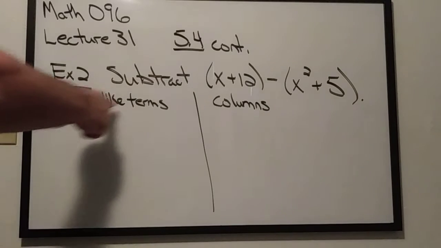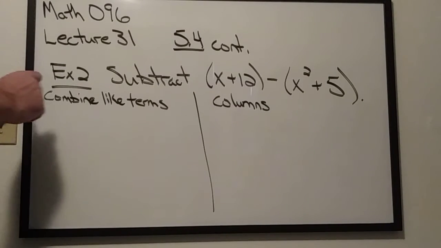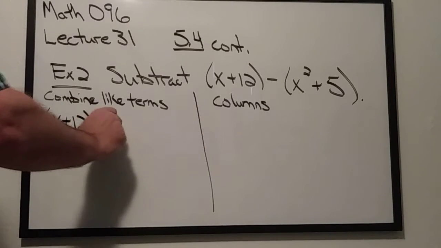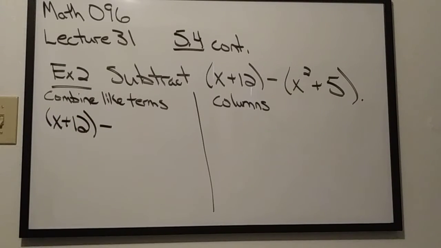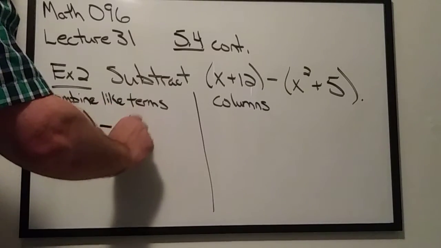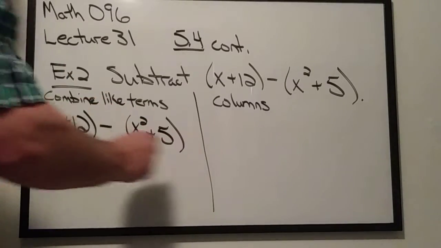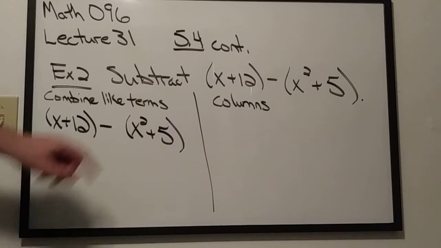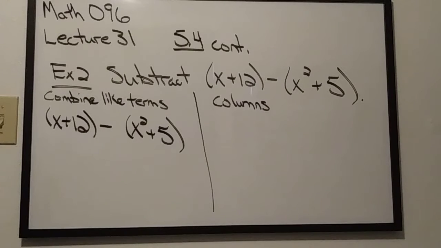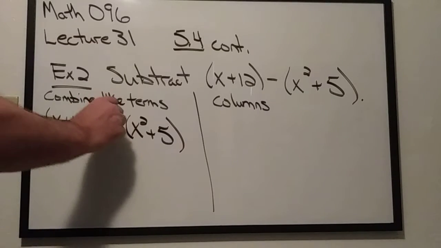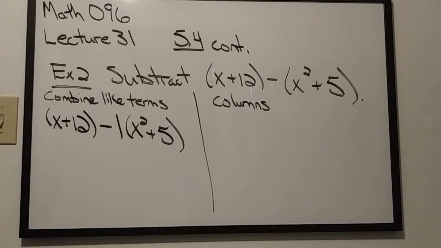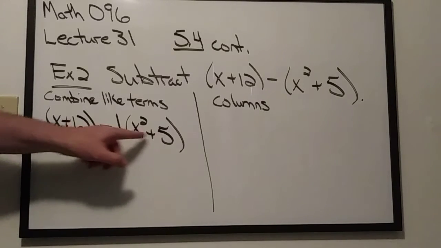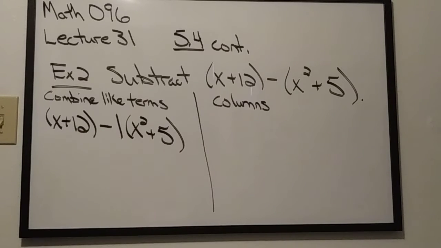So in order to combine like terms, the first thing that you want to do on this problem is realize that when you write down a subtraction symbol like that, and then you have a polynomial in a set of parentheses after that subtraction, there's actually a number sitting between the subtraction symbol and the set of parentheses. And that number is a 1. Or, if I want to think about it in a slightly different way, I would say that there's a negative 1 sitting in front of that second set of parentheses.